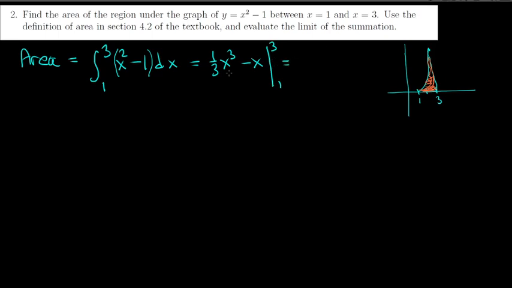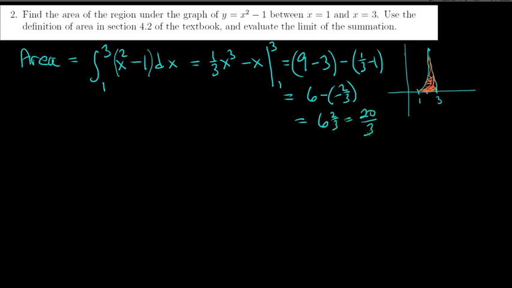So this will end up being 1/3 of 3 cubed, so 27 over 3 is 9, minus 3. And then you subtract, when you plug in 1, you get 1/3 minus 1. So that's going to be 6 minus negative 2/3, which is 6 2/3, or 20 over 3. So either way, right, that should be the exact area of this. And make sure that the point's labeled as 3, 8, right?